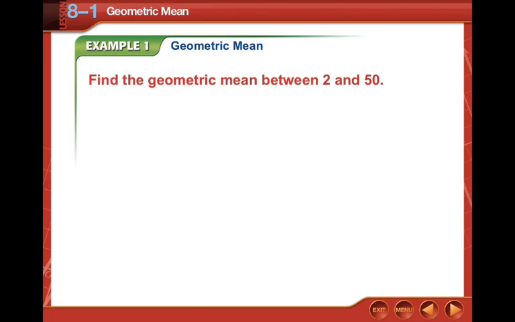So what we're going to do is do exactly that. We're going to use that formula we just looked at on the last slide. So x is equal to the square root of a times b. In our case here, a is 2 and b is 50.